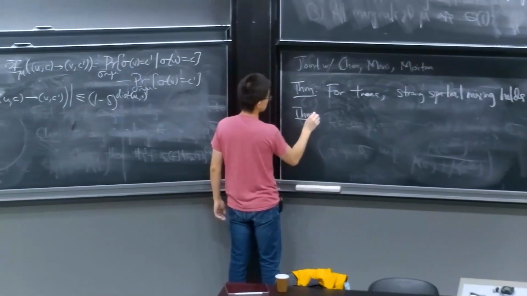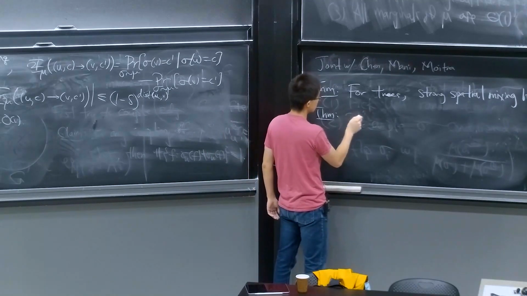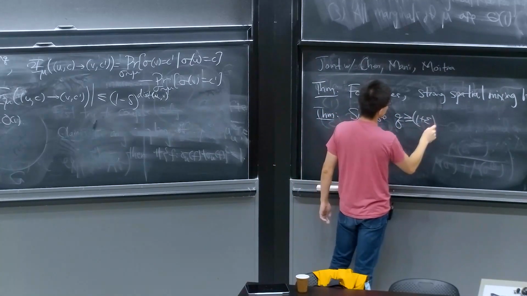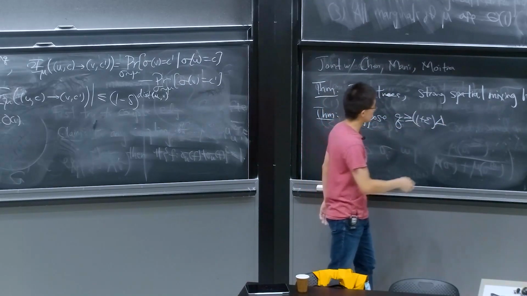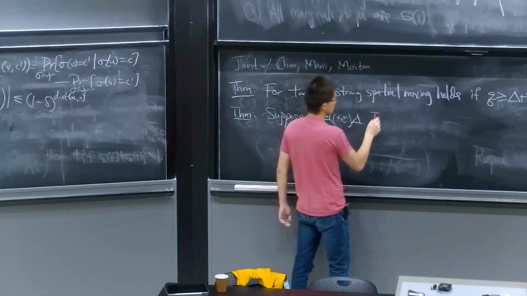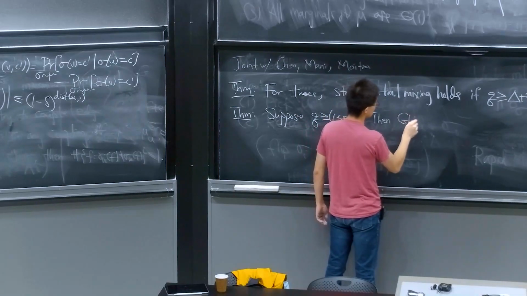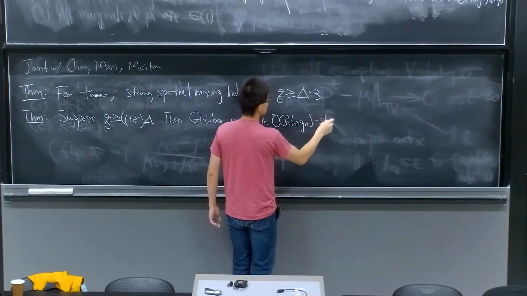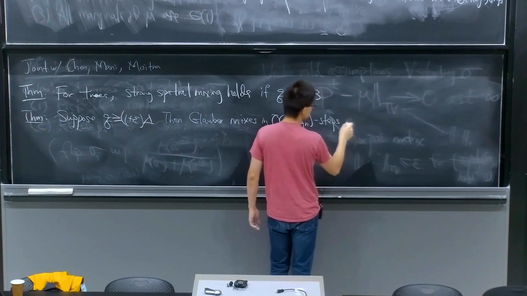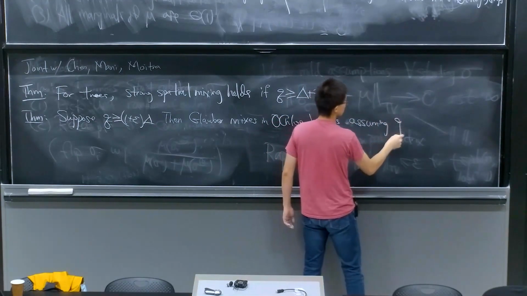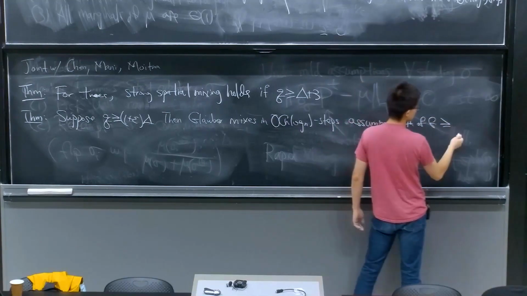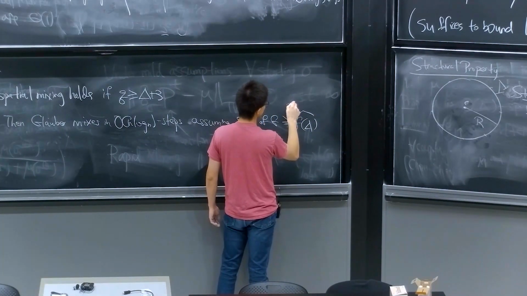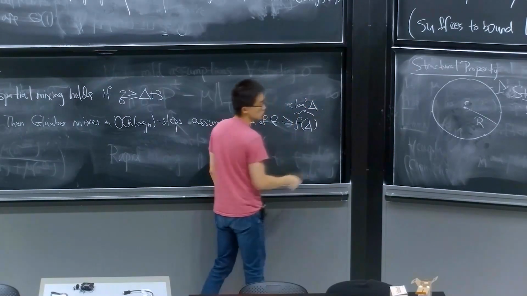And the second theorem is that this has consequences for algorithms. So in particular, suppose I give you a little bit of extra colors, 1 plus epsilon times the maximum degree. Then Glauber dynamics mixes in order of n log n steps, assuming, say, the girth of G is at least some f of delta, where the exact dependence is something like log squared of the maximum degree.